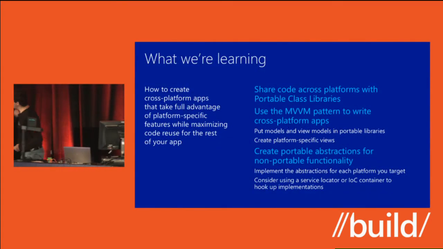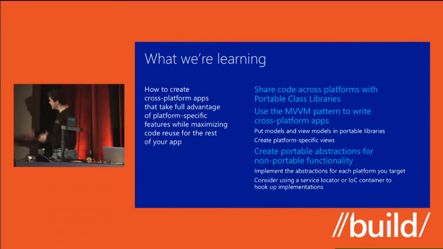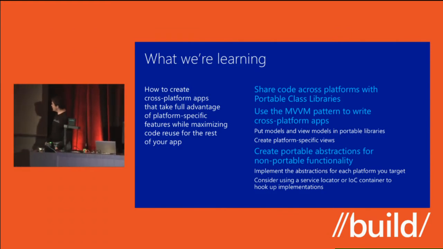So I'm going to keep coming back to this slide a couple of times because, like I said, this is what I really want you to remember. Share code across platforms with portable class libraries. Use the Model-View-ViewModel pattern because it creates a clean separation between your UI, which is platform-specific, and your models and view models, which can be shared in portable libraries. And then create your abstractions for your platform-specific functionality that you need to call from portable class libraries. You just implement those abstractions on each platform. And then you can use a service locator or an IOC container to hook up those abstractions as needed.